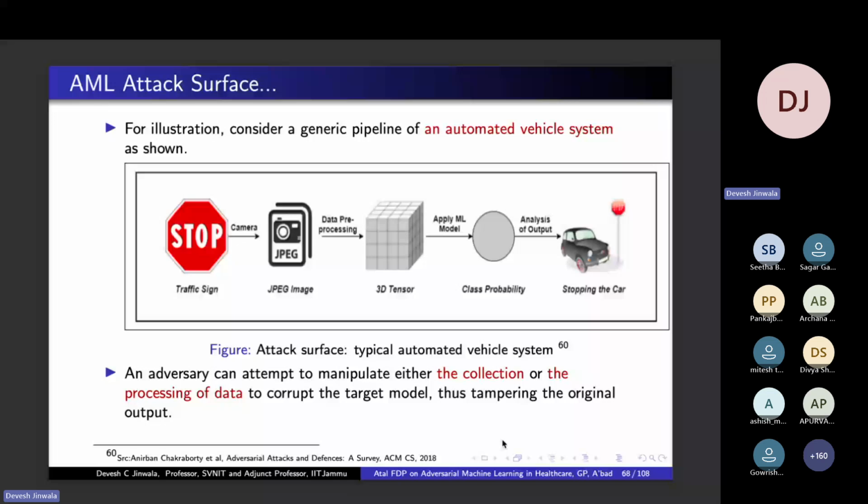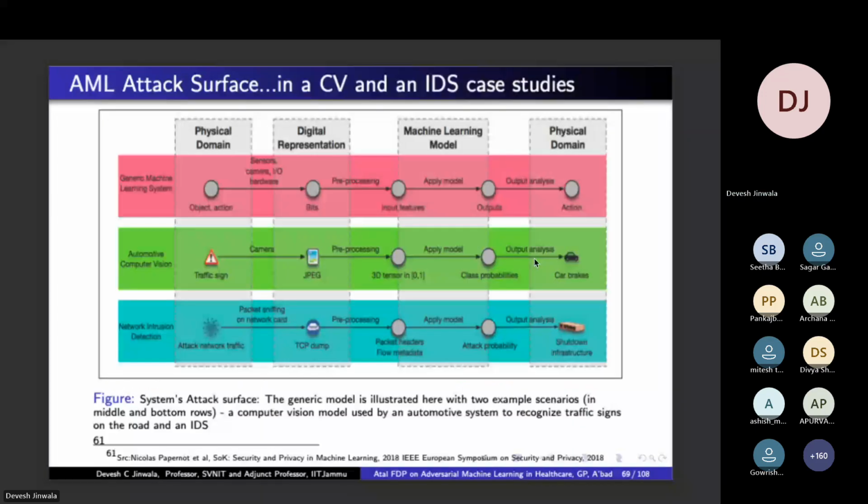But coming back to the original question, we were trying to talk about attack surface. What do we mean by attack surface? For my ML application, what are the probable points on which an adversary can carry out the attack? This is a beautiful diagram which talks about the attack surface and compares it for two different applications. One is network intrusion detection, which is machine learning based. The other is automotive computer vision, which is obviously machine learning based. And the third is shown as a generic machine learning system.